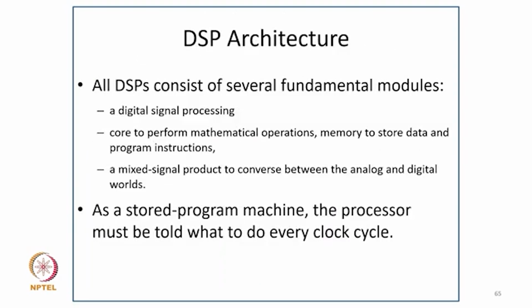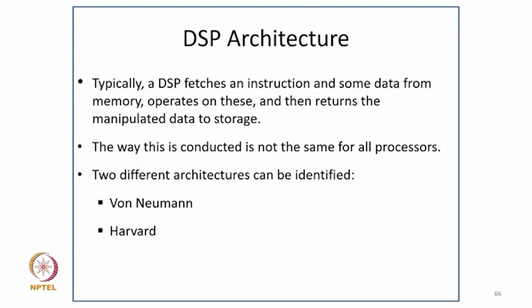Now coming to DSP architecture, all DSPs consist of several fundamental modules like a digital signal processing core to perform mathematical operations, memory to store data and program instructions, and mixed-signal components to convert between the analog and digital worlds. As a stored program machine, the processor must be told what to do every clock cycle. So typically a DSP fetches an instruction and some data from the memory, operates on the data, and then returns the manipulated data to storage.